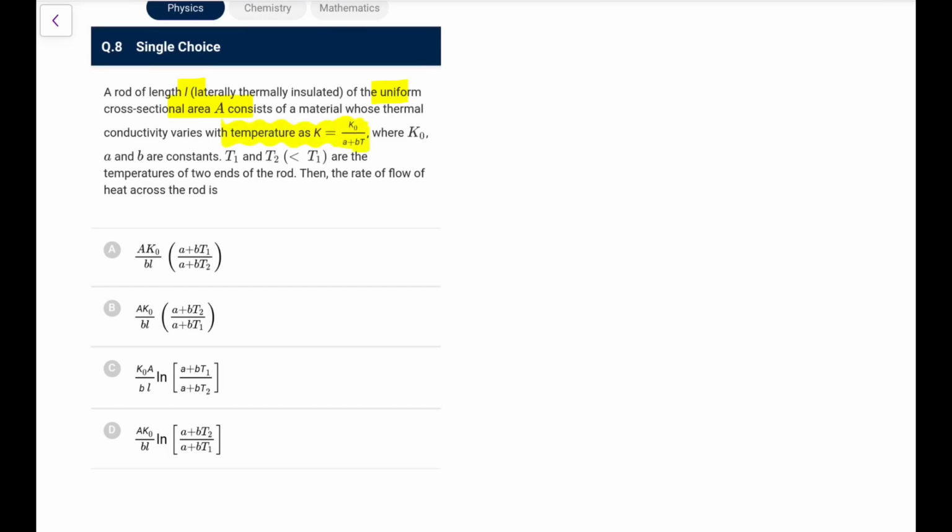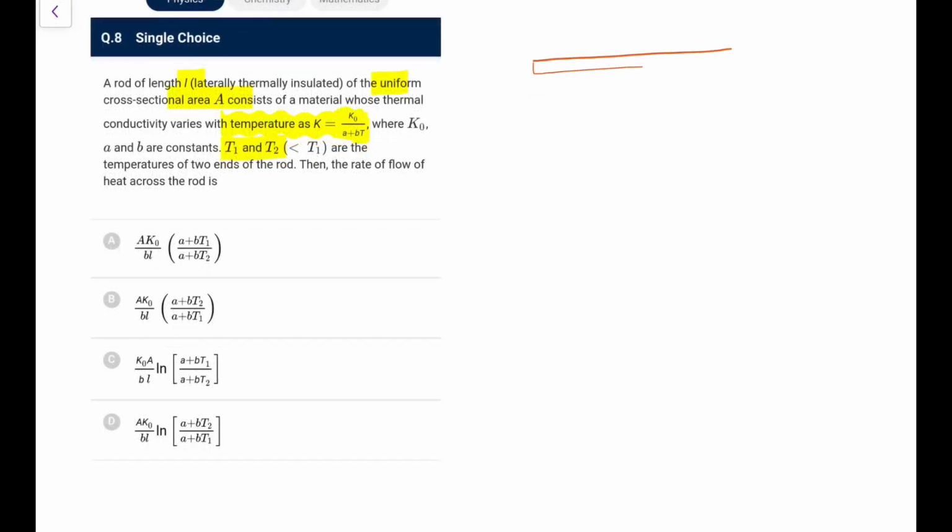function of temperature. A and B are constant. T1 and T2, less than T1, are the temperatures of the two ends, and we need the rate of flow of heat. So let it be the rod. This is T1, this is T2. Let's take it at any x, with a small gap dx.